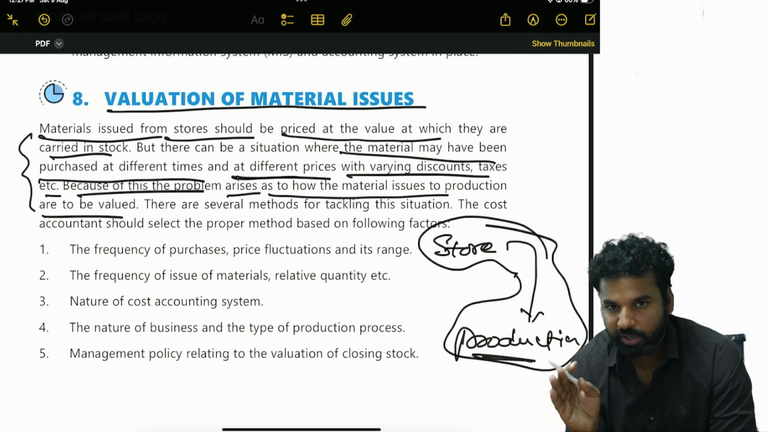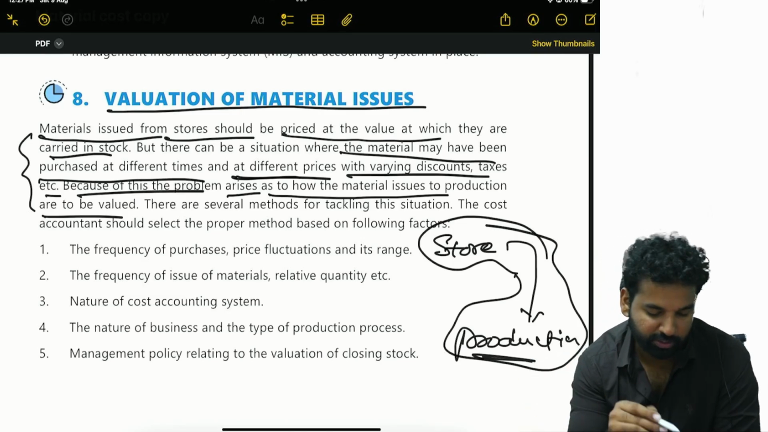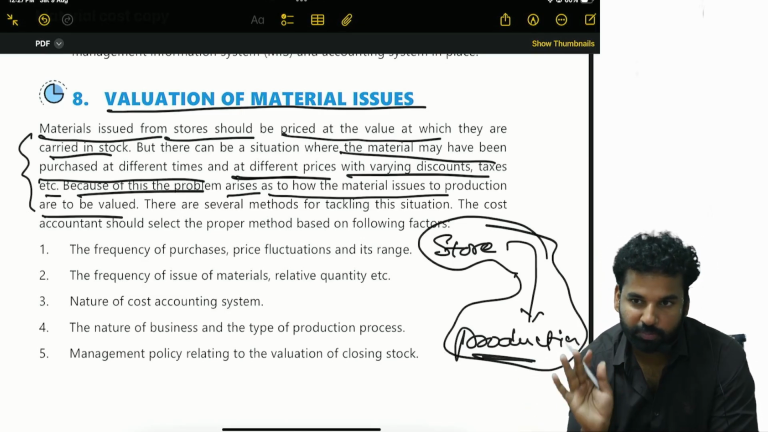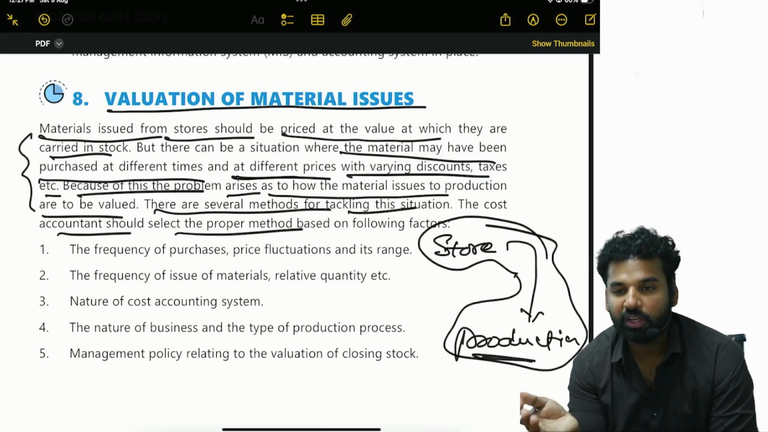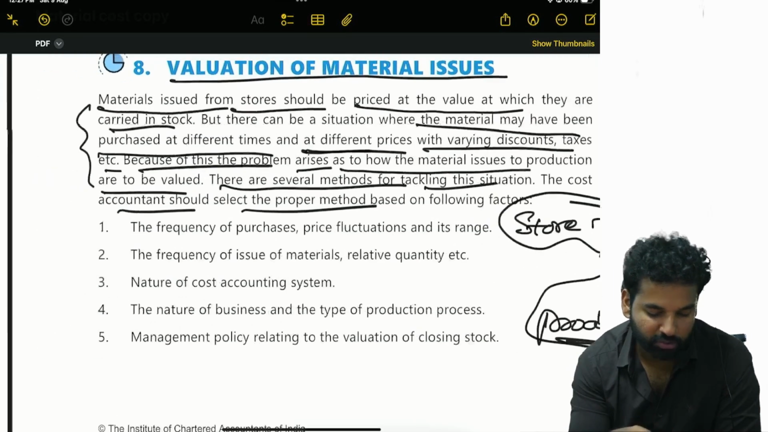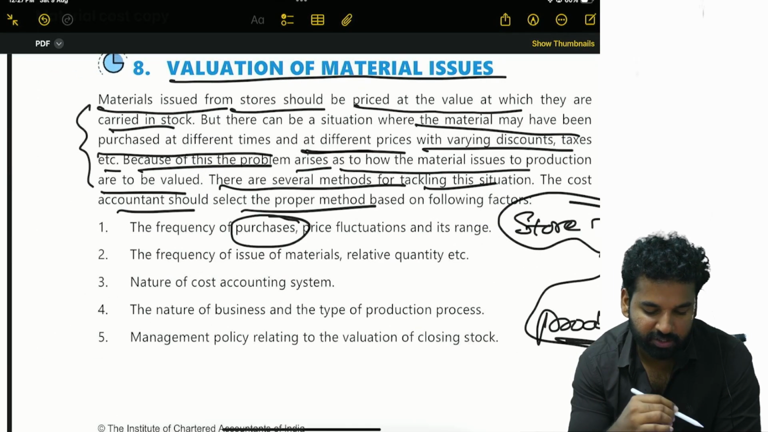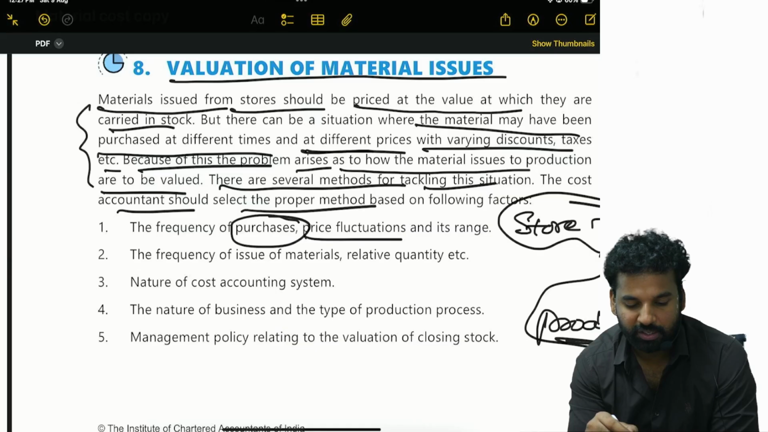So the stock is the same, the material is the same, the quality is the same, but the value or the price is different. In such cases, what price has to be given? There are several methods for tackling this situation. The cost accountant should select the proper method based on the following factors. What are the factors to be considered? Frequency of purchases, price fluctuations, and their ranges.